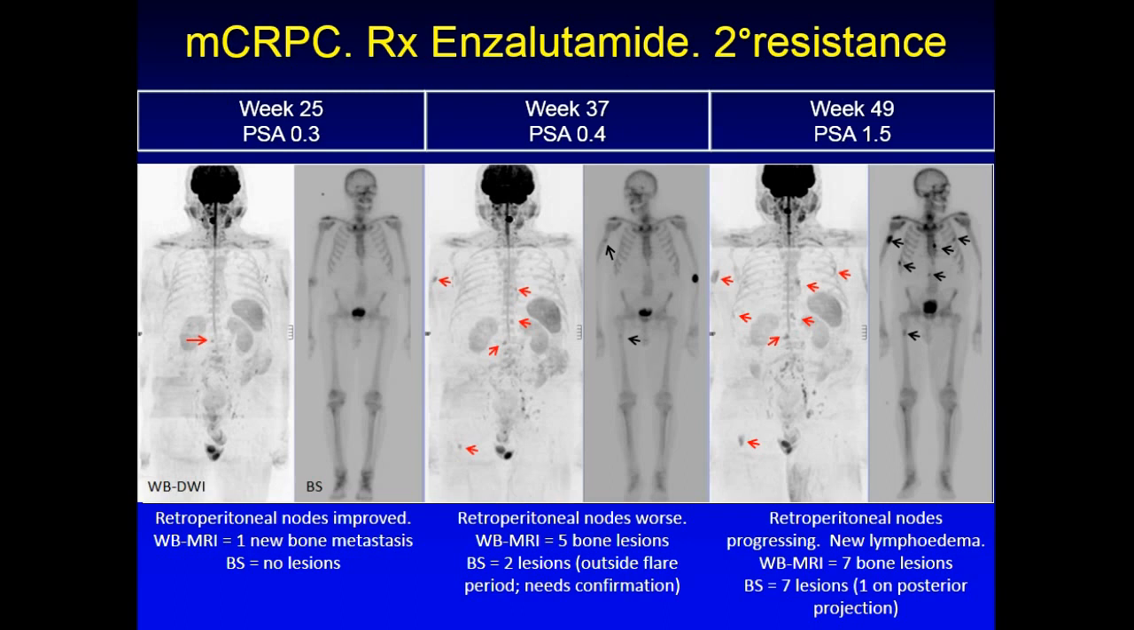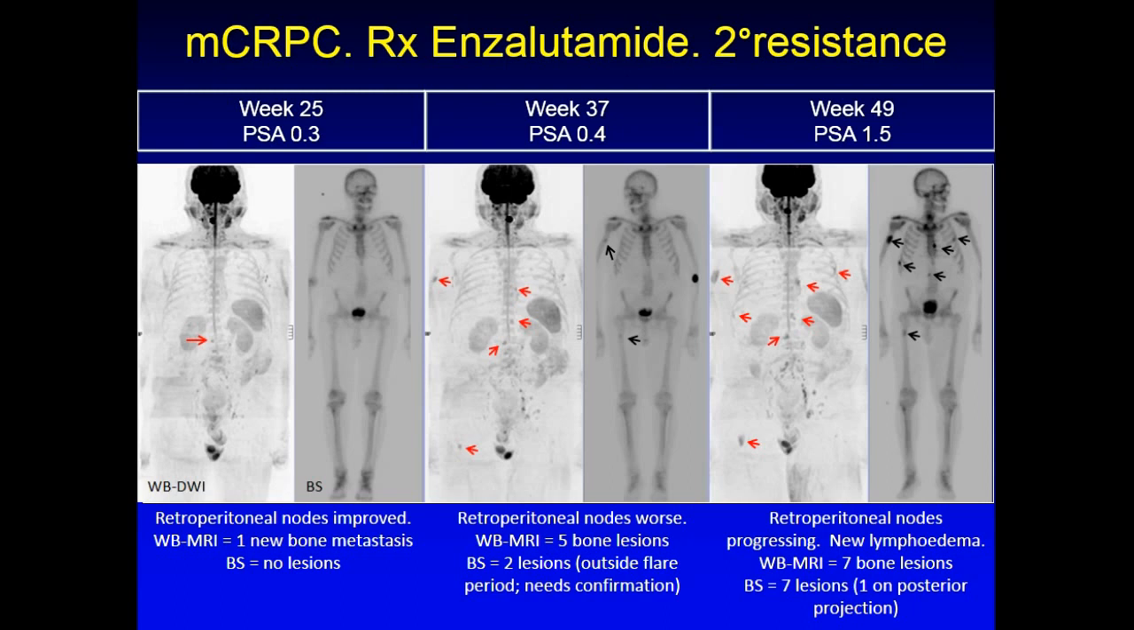And as part of a clinical trial, we know that we need to wait to confirm the presence of new bone metastases, so the patient receives another 12 weeks of treatment, at which time the PSA is only just beginning to increase, and we can see a marked increase in the burden of bone disease and in fact in the burden of disease visible on the whole body MRI scan.